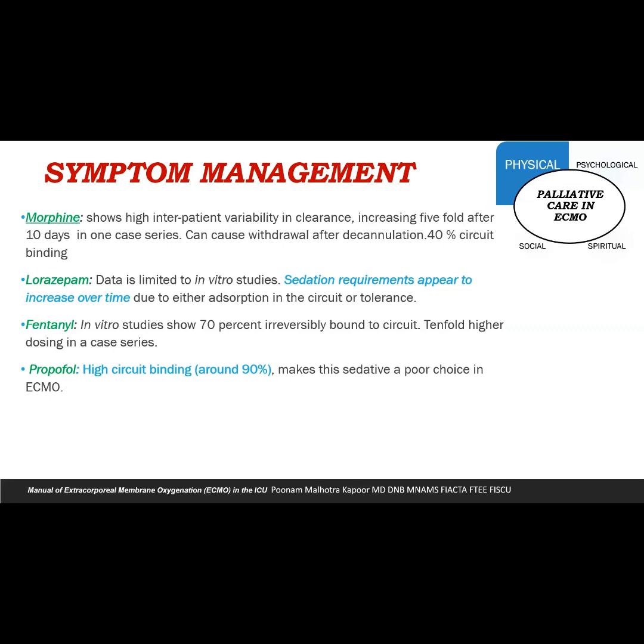Lorazepam: in vitro losses are less with lorazepam, but sedation requirements appear to increase over time, either due to adsorption in the circuit or tolerance by the patient. Fentanyl: in vitro studies show 70% is irreversibly bound to the circuit, and a tenfold higher dosing was needed in a case series. Propofol also shows high circuit binding, about 90%. So this sedative becomes a poor choice in an ECMO patient.